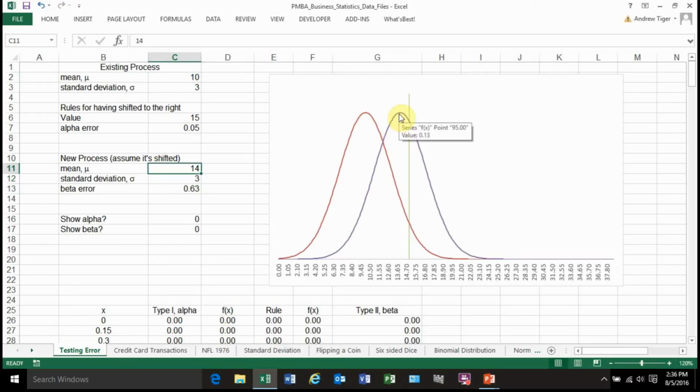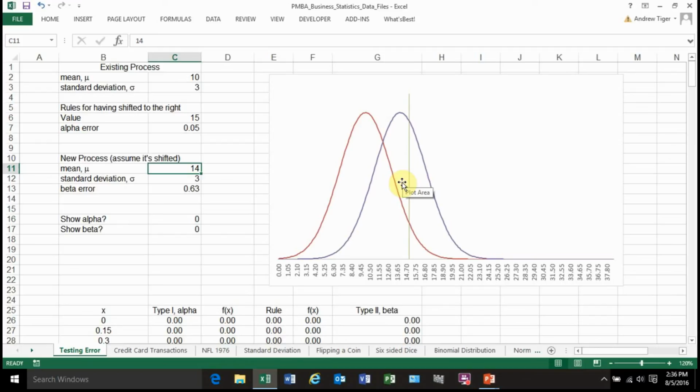Okay? So if it shifts from 10 to 14, now don't look at the red graph, look at the purple graph. That's what the process has shifted to. But remember what my rule is. My rule is that if I get something greater than this green line, I'm going to say something is wrong. That's my rule. Well, look what can happen. I can shift to the purple, but as long as I pull a number less than or equal to this green line, I'm not going to detect that shift.